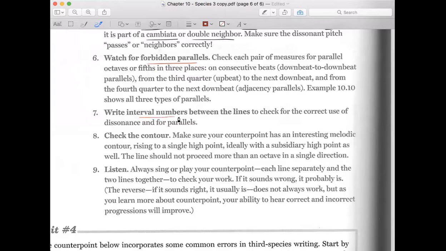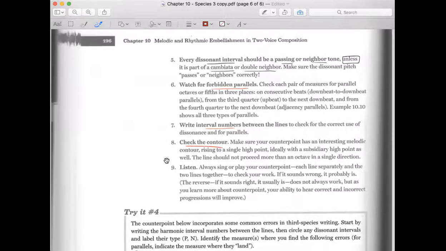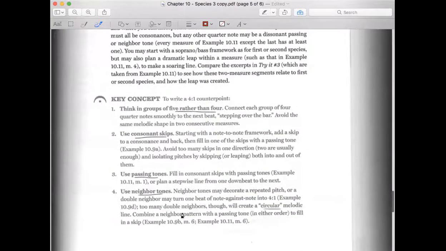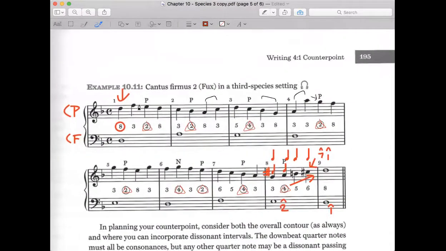Of course, write the interval numbers between the lines. This is always good to do. And check the contour. Now, on a test or quiz, I would be less picky about this, but it's good to remember that in general the whole art form is making a smooth, beautiful, flowing line, making a nice contour, but usually ascending and then coming back down. I say usually because if you have a counterpoint below that, sometimes you have a lower peak, or let's call it a valley.